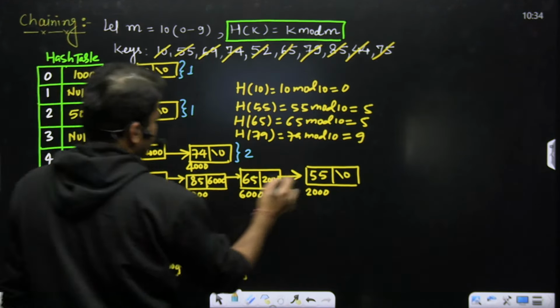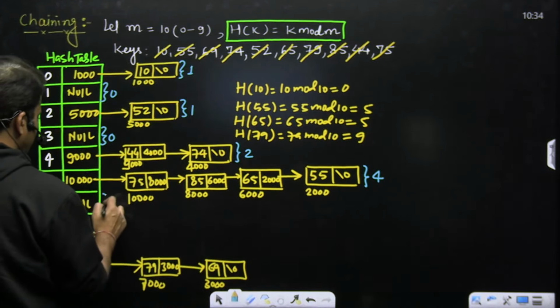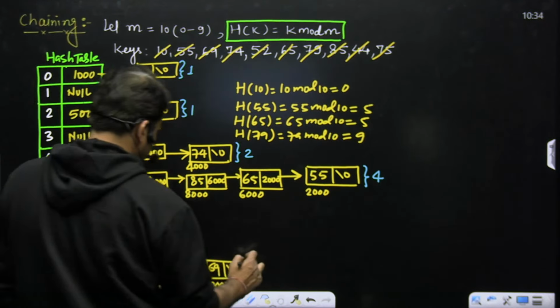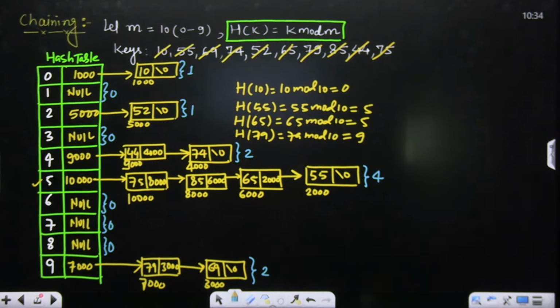What about the chain length here? Sir, how much? Sir, 4. So minimum chain length is 0. Here minimum chain length 0. So this is 0 and this one is 2. So this type of question is asked in the GATE exam.